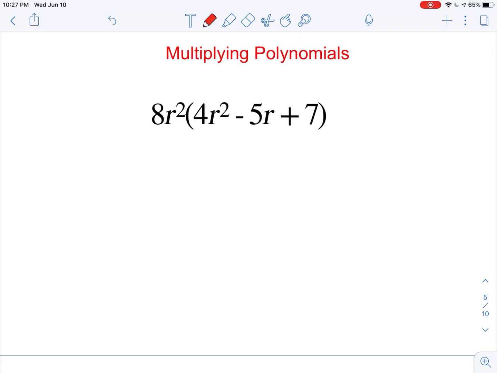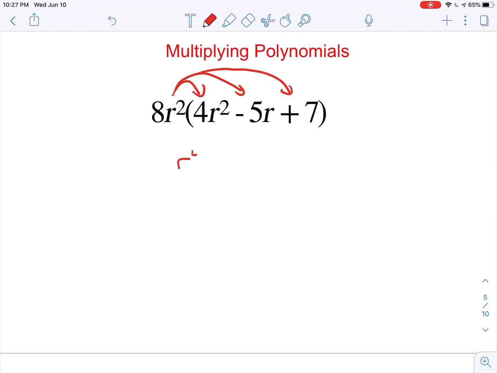Okay. Now time for multiplying. Hopefully remember that when we have something outside of a parentheses, we can distribute that entire value through the parentheses using multiplication. So when I multiply 8r squared times 4r squared, we have to remember our exponent rules: r squared times r squared becomes r to the fourth because I'm adding my exponents, the coefficient being 32.